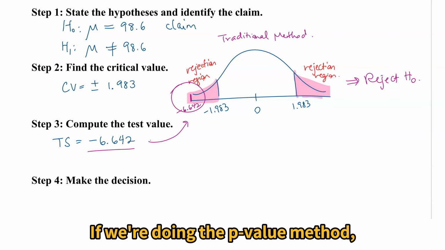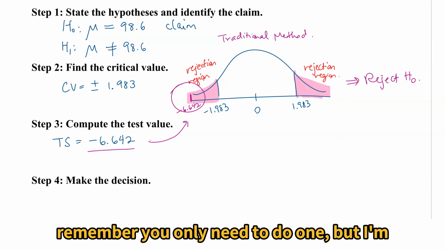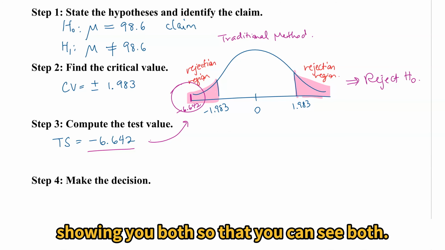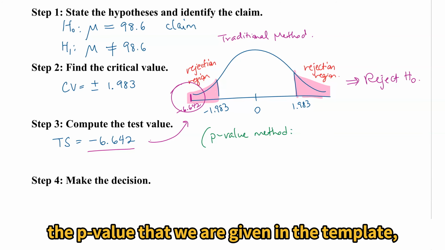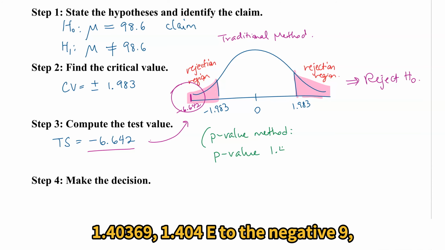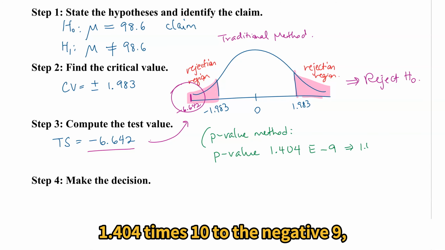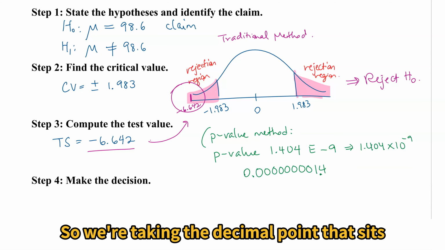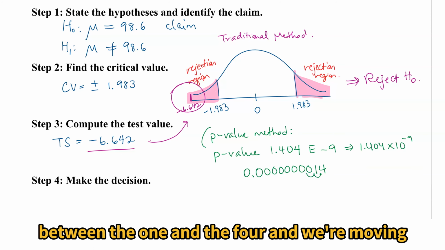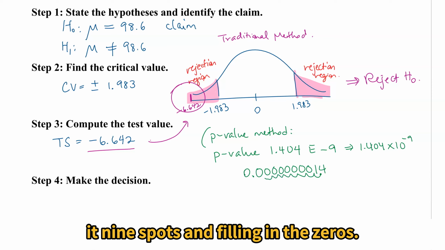If we're doing the p-value method, remember, you only need to do one, but I'm showing you both so that you can see both. If we're doing the p-value method, the p-value that we are given in the template, 1.404 times 10 to the negative 9, which means we basically have 8 zeros and then a 1. So we're taking the decimal point that sits between the 1 and the 4 and we're moving it 9 spots and filling in the zeros.